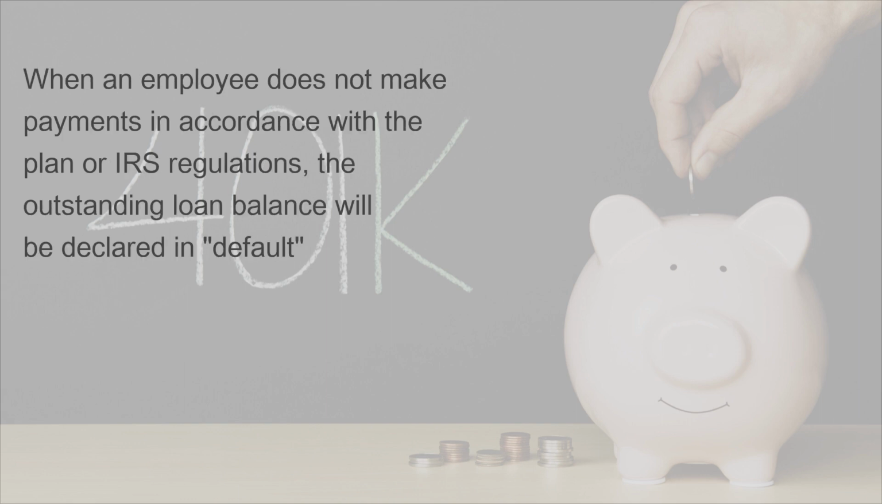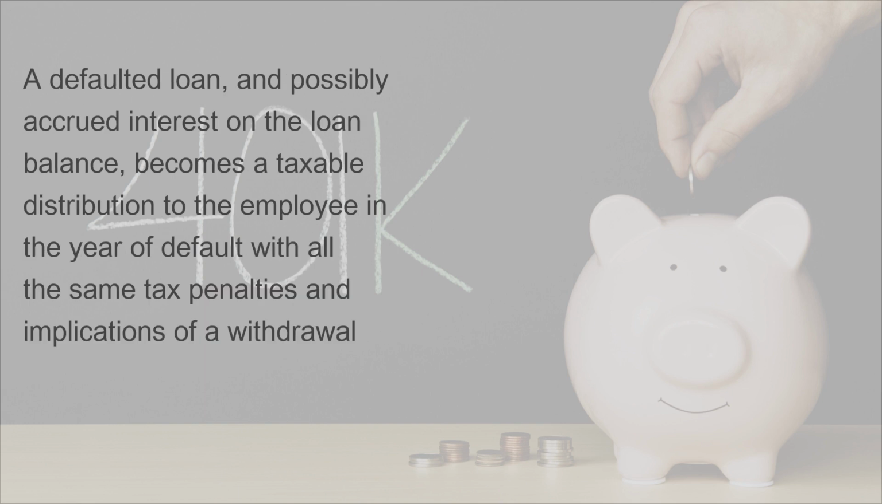When an employee does not make payments in accordance with the plan or IRS regulations, the outstanding loan balance will be declared in default. A defaulted loan, and possibly accrued interest on the loan balance, becomes a taxable distribution to the employee in the year of default with all the same tax penalties and implications of a withdrawal.